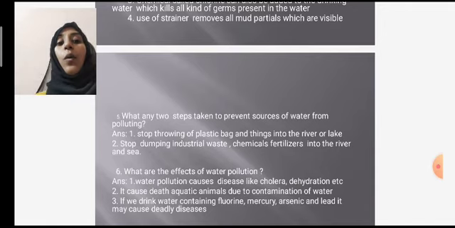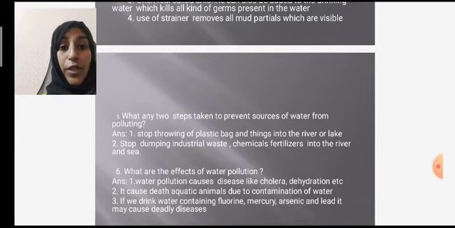Now, next question. What are the effects of water pollution? Water pollution causes diseases like cholera, dehydration, etc. It causes the death of aquatic animals due to the contamination of water. It causes what? Death of aquatic animals.